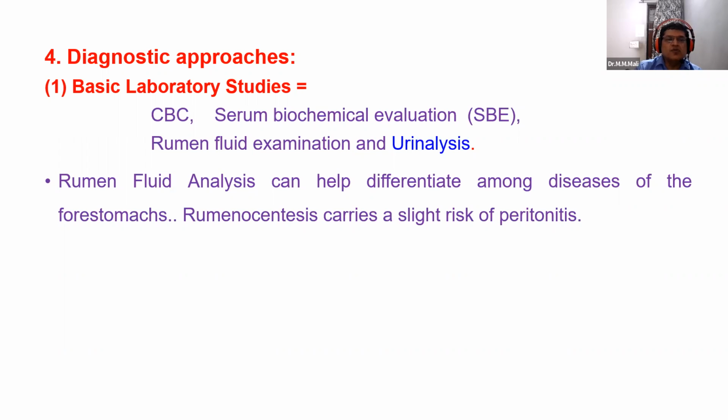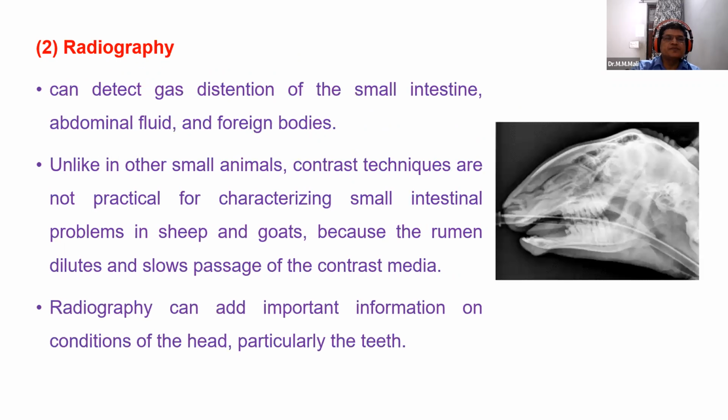The analysis of rumen fluid also helps in differentiating the diseases of the forestomach. Rumenocentesis carries a slight risk of peritonitis. So rumenocentesis should always be performed under appropriate conditions so that infection cannot be transmitted and cause peritonitis.